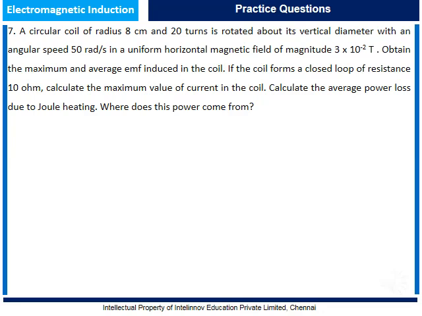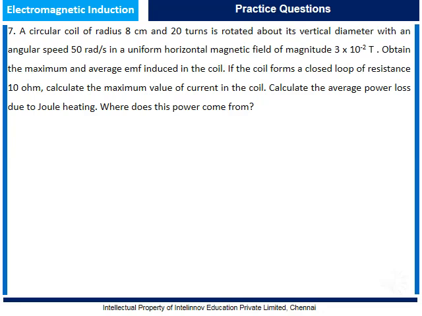A circular coil of radius 8 cm and 20 turns is rotated about its vertical diameter with an angular speed of 50 radian per second in a uniform horizontal magnetic field of magnitude 3 × 10^-2 Tesla. Obtain the maximum and average EMF induced in the coil. If the coil forms a closed loop of resistance 10 ohms, calculate the maximum value of current in the coil. Also calculate the average power loss due to Joule heating and explain where this power comes from.